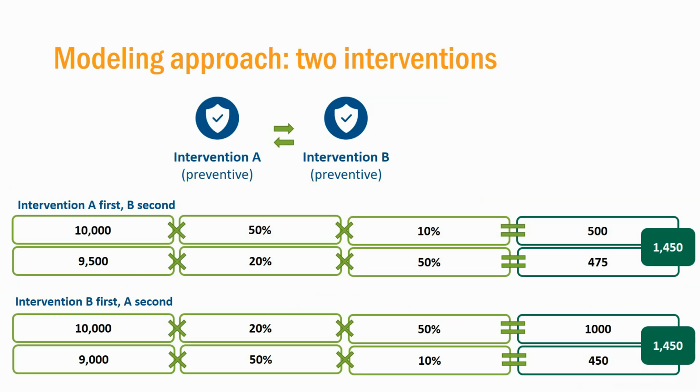You'll see that because both of these are preventive interventions, it doesn't matter if you do intervention A first or intervention B first. In both cases, you'll end up with a sum of the two that is 1,450 lives saved. So no matter the order, when they are both preventive interventions.